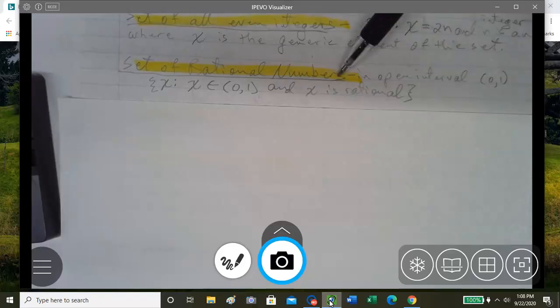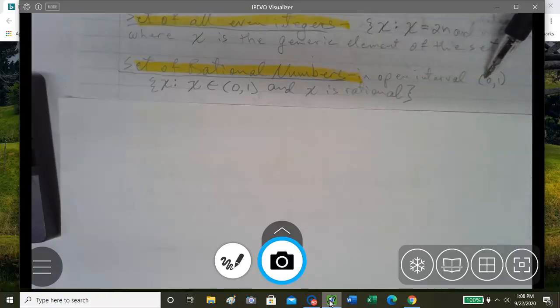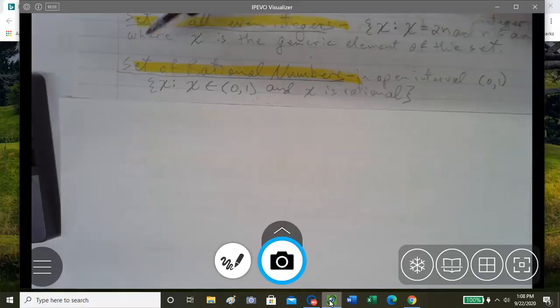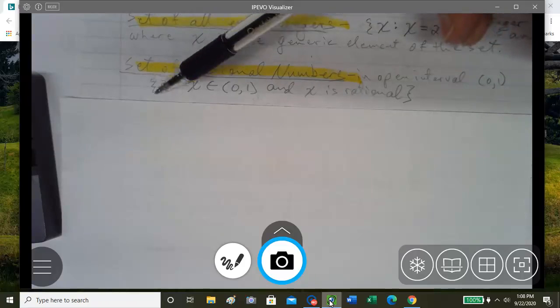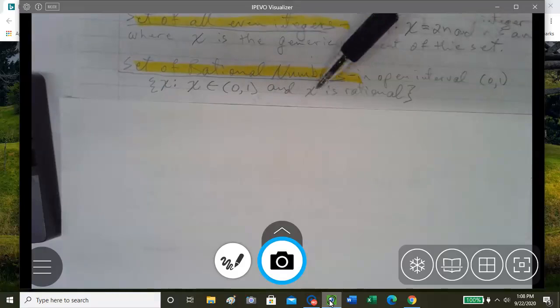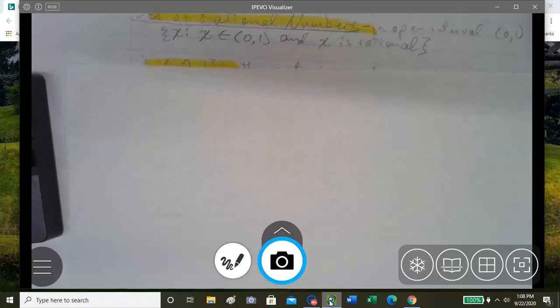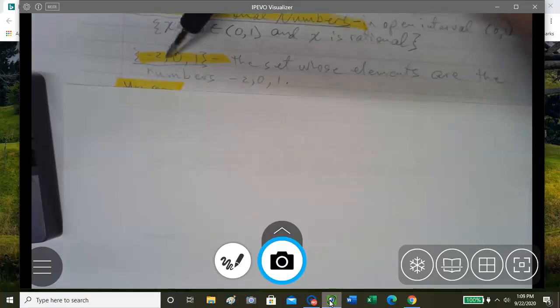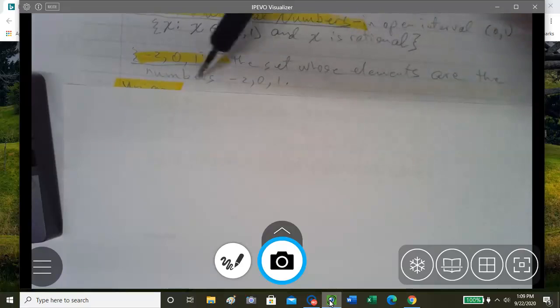Okay, here is a set of rational numbers. Rational numbers meaning fractions, an integer over an integer, in the open interval from 0 to 1, open at 0, open at 1, and all numbers in between. So we're talking about all fractions or all decimals in between there. So all elements x such that x is an element of the open interval between 0 and 1, and x is a rational number. Here we have an example of a set: the set whose elements are the numbers -2, 0, 1.